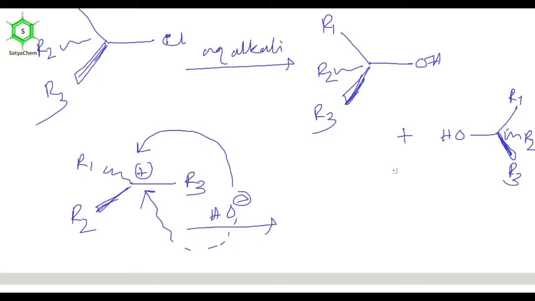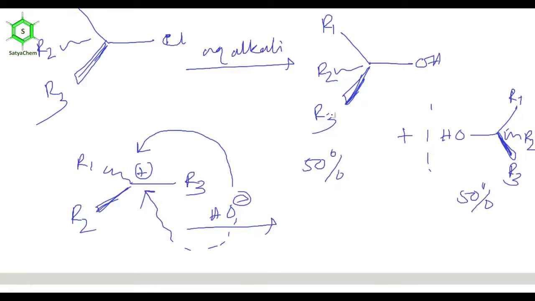And what is the relation between these two alcohols? That is the mirror image. These two are mirror images of each other, and the probability of attack of HO minus from the top and the probability of attack of HO minus on the carbocation from the bottom, both will be the same. Both probabilities are the same. That is 50-50. So the concentration of these two products is 50-50.